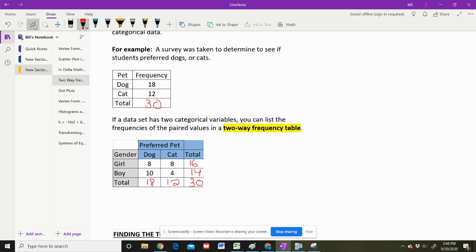But again, we always want to make sure that the total, 18 plus 12, equals 30 and 16 plus 14 equals 30. This number always has to be equaled by the sum of the total column and the sum of the total row. If they don't, you have to go back and check to see if you made a mistake. So that's the difference between a frequency table and a two-way frequency table.